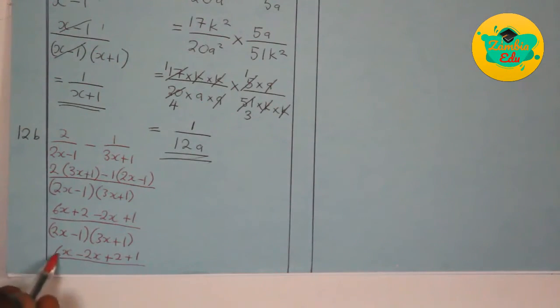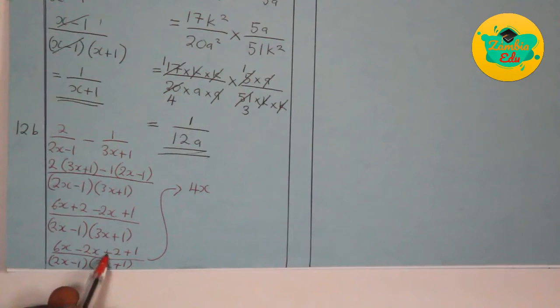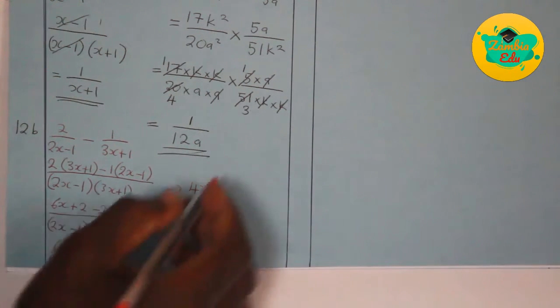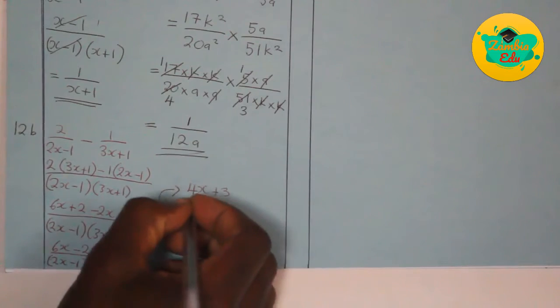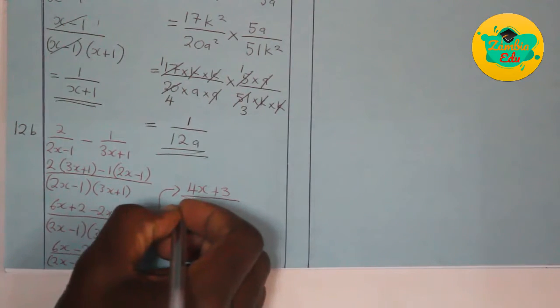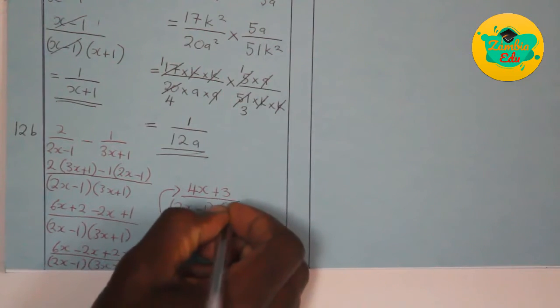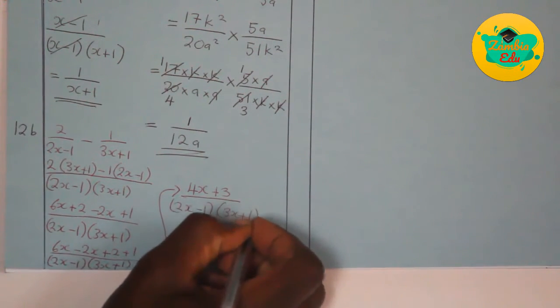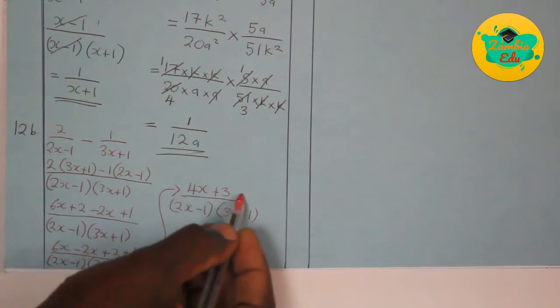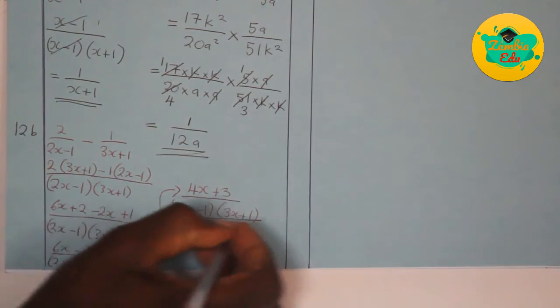So we group 6x minus 2x, and we have our 4 there. Then we do 2 plus 1, we get our 3, over the entire common denominator, which is 2x minus 1 and 3x plus 1. So you check, is there anything that can be factorized? No. So this becomes our final answer in that way.